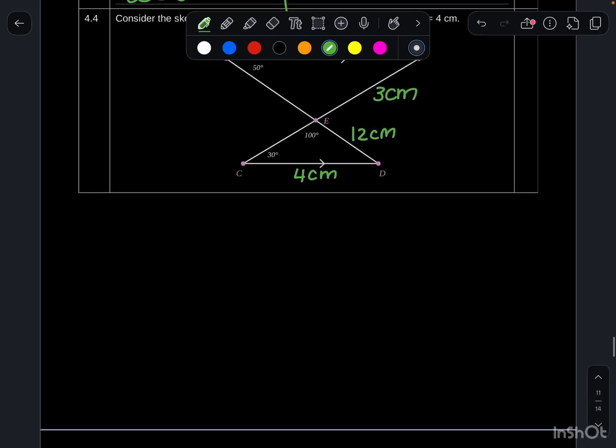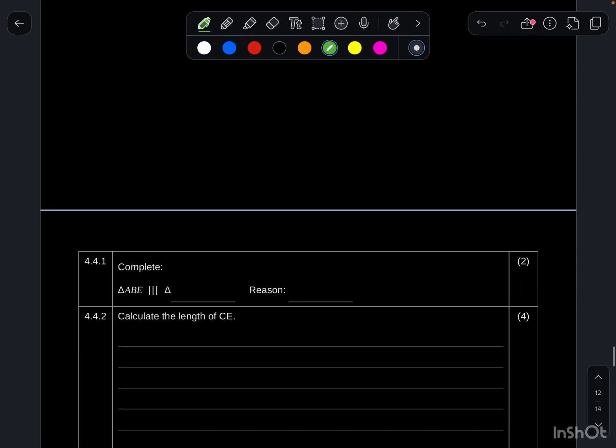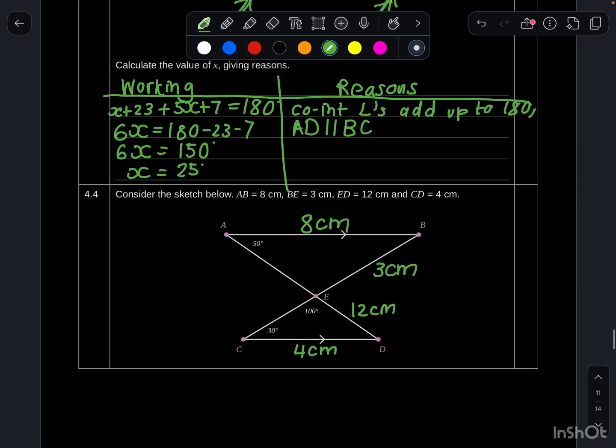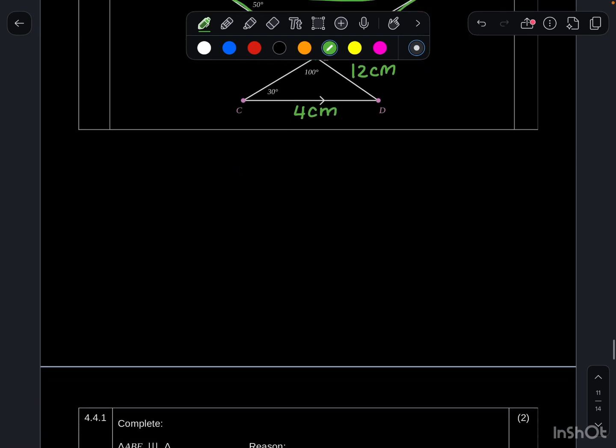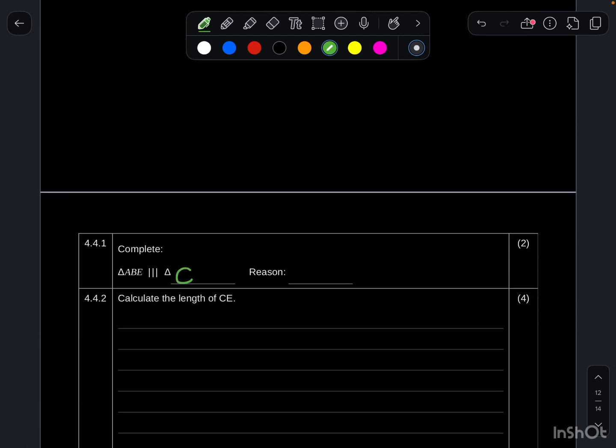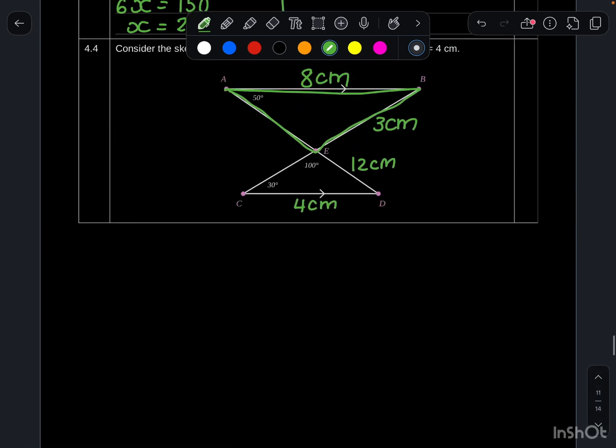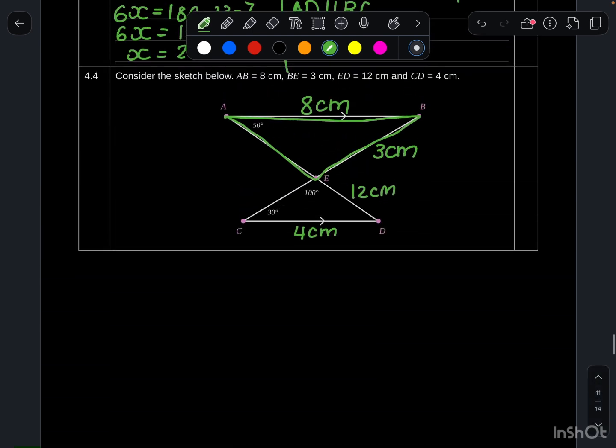Okay, so we have all these, and then first of all, let's complete this. Triangle ABE, so that's this upper one, is similar to, and I think it's going to be this bottom triangle, triangle CED. Let's see if we can find a reason. So for similarity, we want side, or angle, angle, angle. Let's see what we can find here.